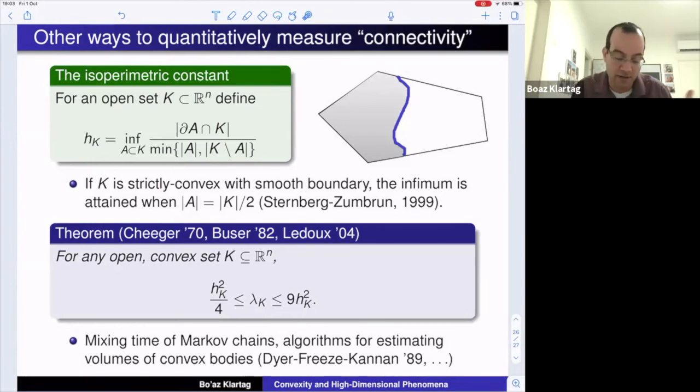It is also used in other places. It tells you the mixing time of certain Markov chains, and this leads to some algorithms for estimating volumes of convex bodies. So it is a rather important parameter in the theory of convex bodies, and we'll discuss it more on Tuesday. So I think my time is up.